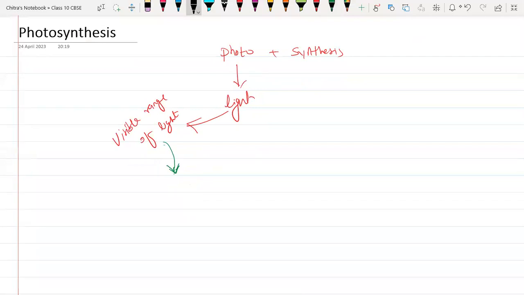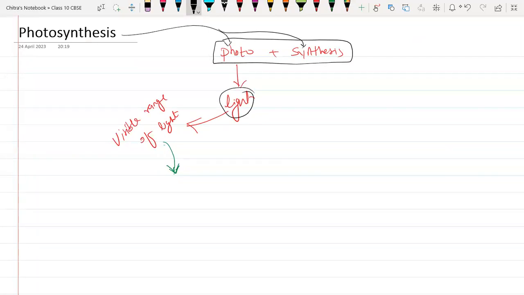So we were discussing photosynthesis. Photosynthesis is actually made up of two words, photo and synthesis. So photo means light. Right? Yes, beta.